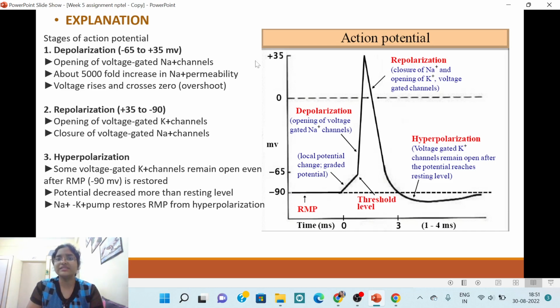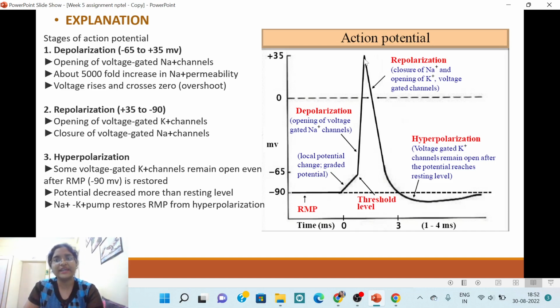It is at plus 35 millivolts, and after it reaches the depolarized state, the voltage gated sodium channels which were open start closing, and what opens next is the K plus voltage gated channels. K plus leaky channels are different and K plus voltage gated channels are different, right? K plus leaky channels are open all the time. So after the closure of the Na plus channels, what happens? There is no movement of the sodium ions, and the movement of the K plus ions starts again.